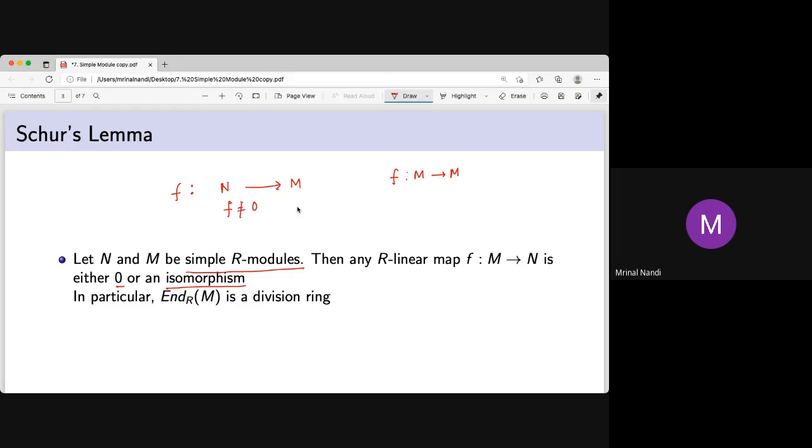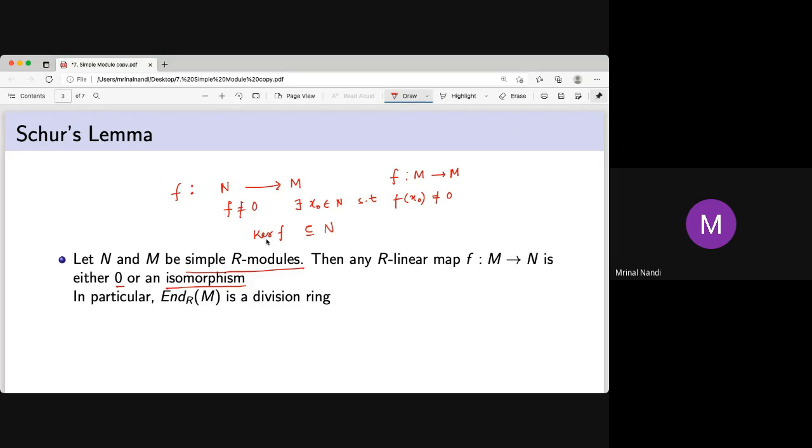So if it is not 0, that means there is at least one x0 in M such that f of x0 is not equal to 0. So at least one x is there. Now, what is the kernel of f? We know the kernel of f is a submodule of M, right? And the image of f is a submodule of M. Now, since the kernel of f is a submodule of M, there are only two submodules of M.